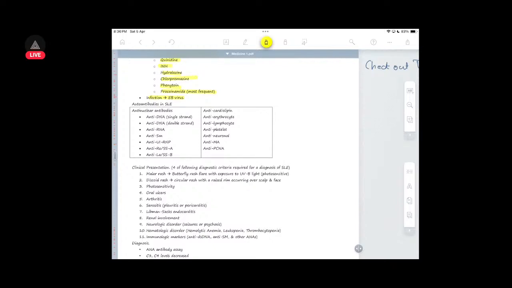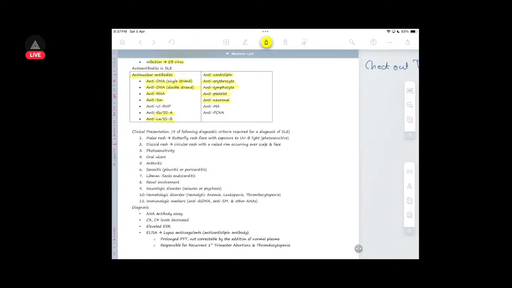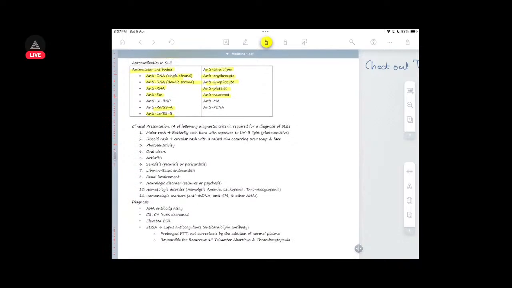Autoantibodies in SLE, you have antinuclear antibody, which can be anti-DNA single stranded, double stranded, anti-RNA, anti-Smith proteins. You have anti-La, SSA, SSB, and anti-U1, which I don't remember. I don't exactly know the remaining, but anti-cardiolipin is one thing, anti-erythrocyte, anti-platelet, lymphocyte, neuronal, PCNA, I really don't know. There are a lot of autoantibodies, but these are most important.